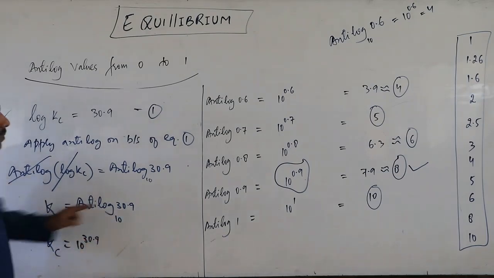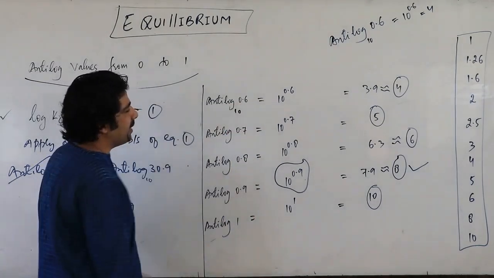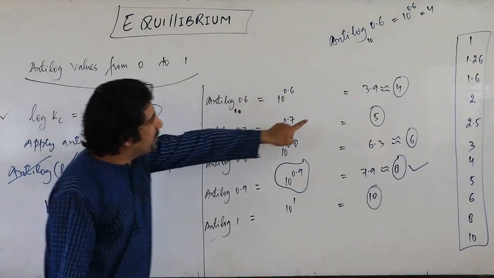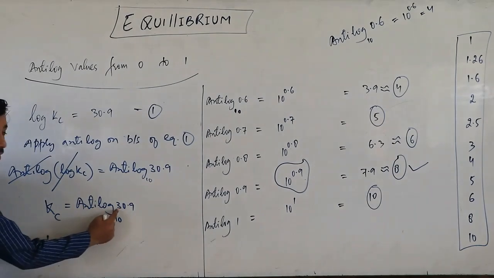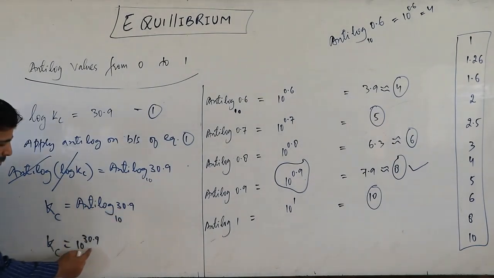Have a look here. Antilog of 0.6. What is the base here? 10. So it will be 10 raised power 0.6. So 10 raised power 0.6 is equal to this. So obviously if you have an antilog of 30.9, what is the base? Base is 10. So 10 to the power 30.9.